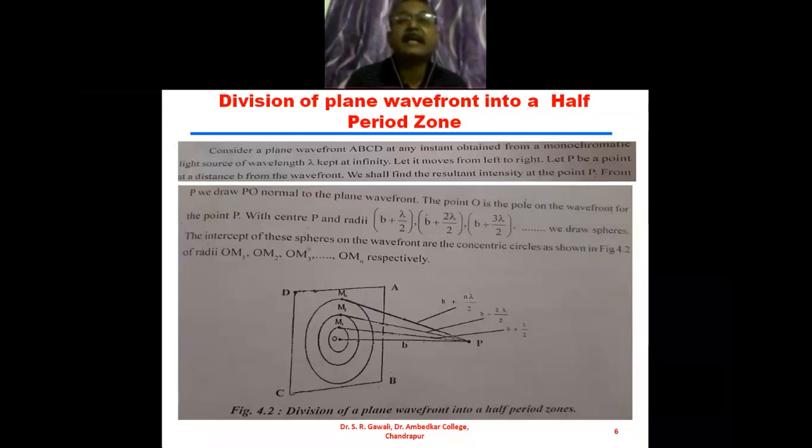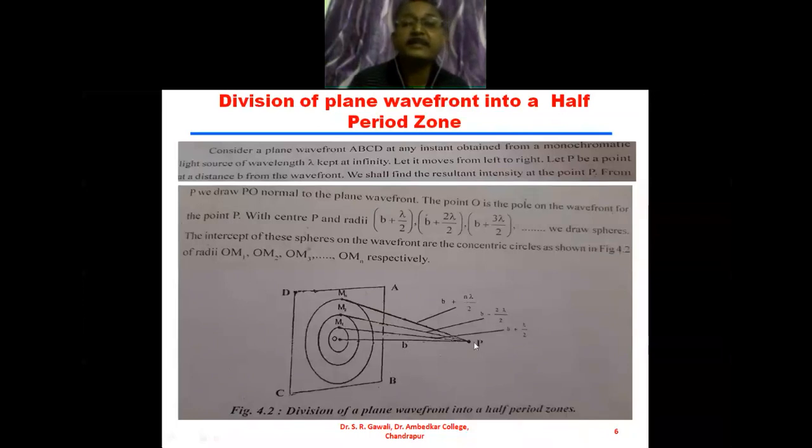Let it move from left to right. The plane wavefront is moving from left to right. Let P be the point at a distance p from the wavefront. We shall find the resultant intensity at the point P.